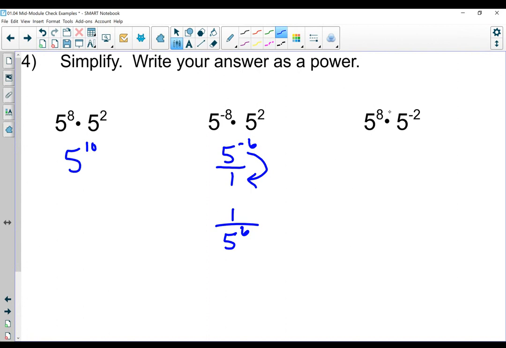On the last one, I'm doing the same thing. I have 8 factors times negative 2 factors. Add those exponents together. 8 plus negative 2 is 6.